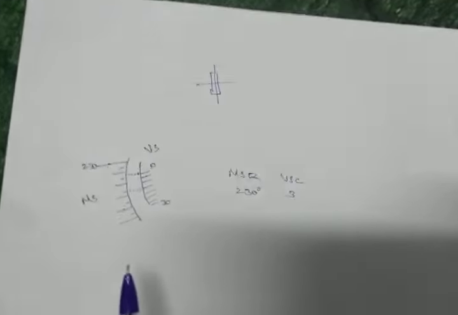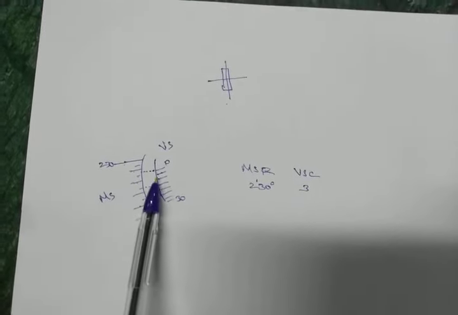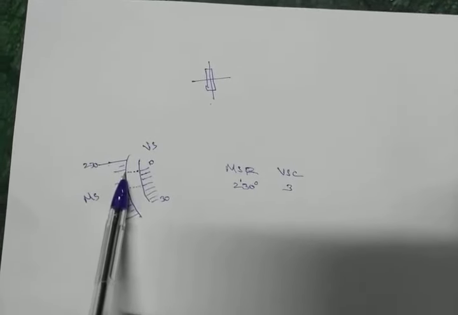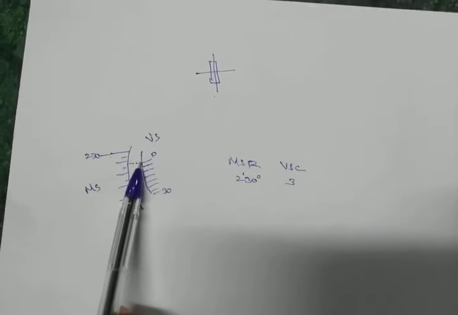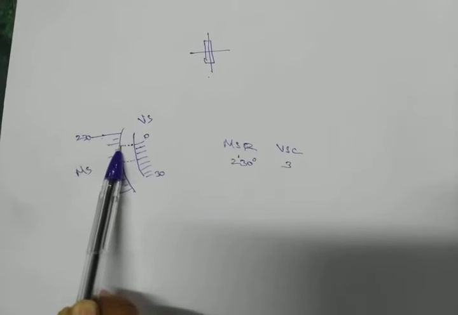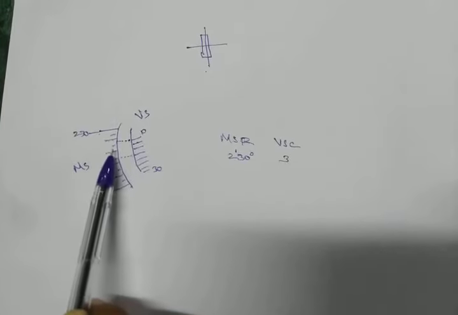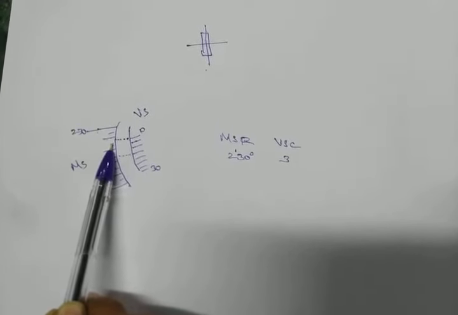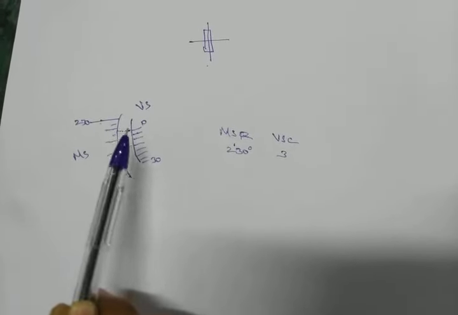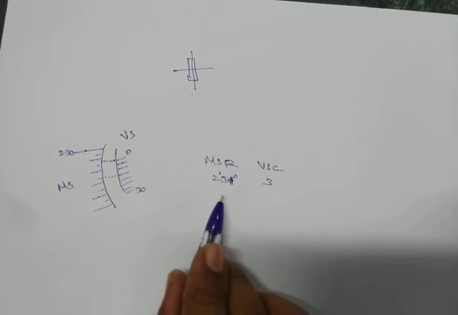So how did I find the main scale reading? To find the main scale reading, I have to find the position of Vernier scale 0 on the main scale. To find that position, I draw an imaginary line from Vernier scale 0 to the main scale, and it intersects the main scale between 231 degree and 231 degree 30 minute. This is 30 minute. If so, you can write the main scale reading as 231 degree. I'm sorry, earlier I had written 230 degree. It is actually 231 degree.